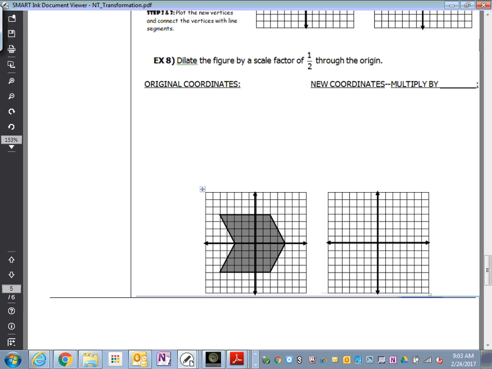Right, so I want you to write all the original coordinates. All of them, every single one. There's only 6 of them. Write those coordinates here. I'll give you the letter. A, B, C, D, E, F. All right, give me those coordinates, please. Brian, let's go.